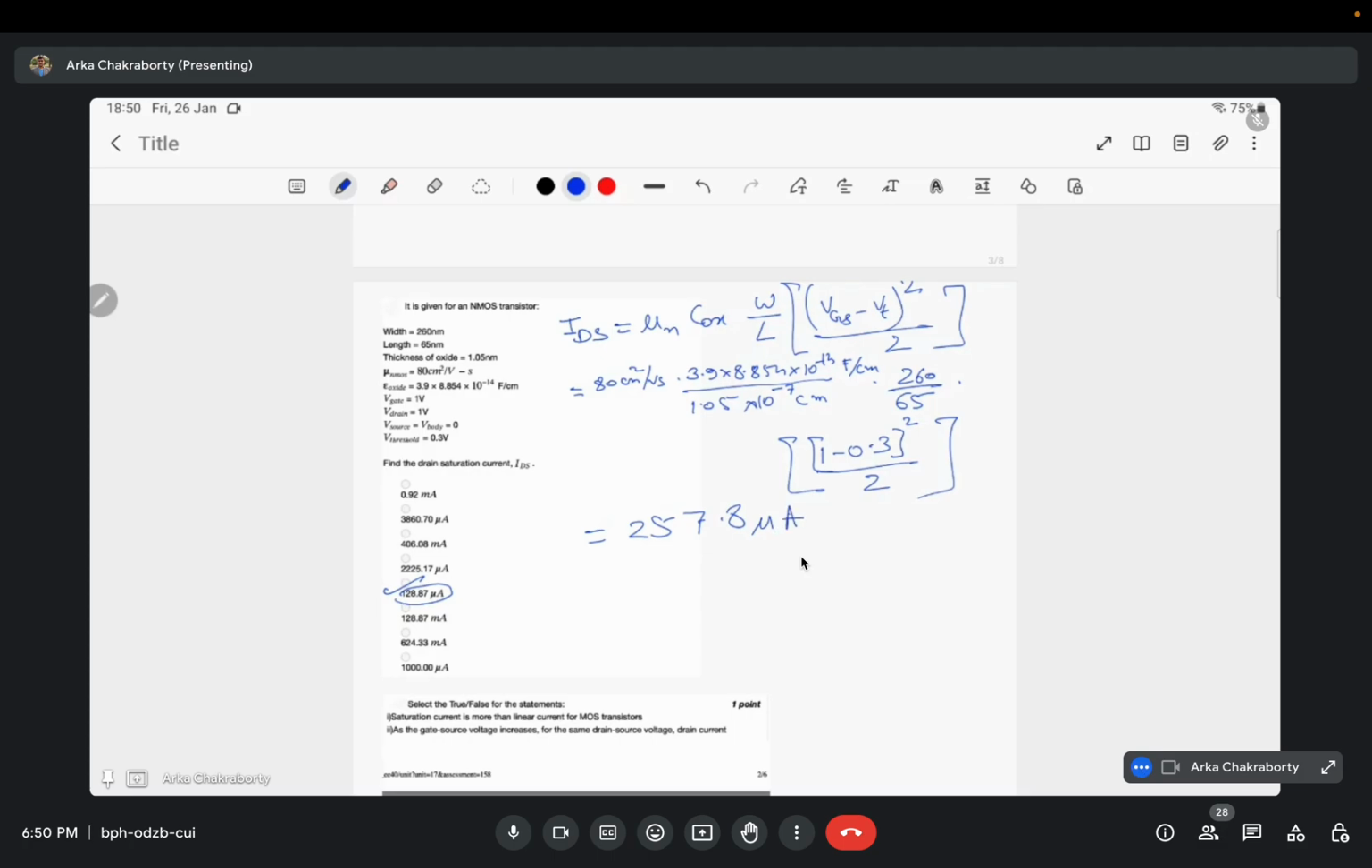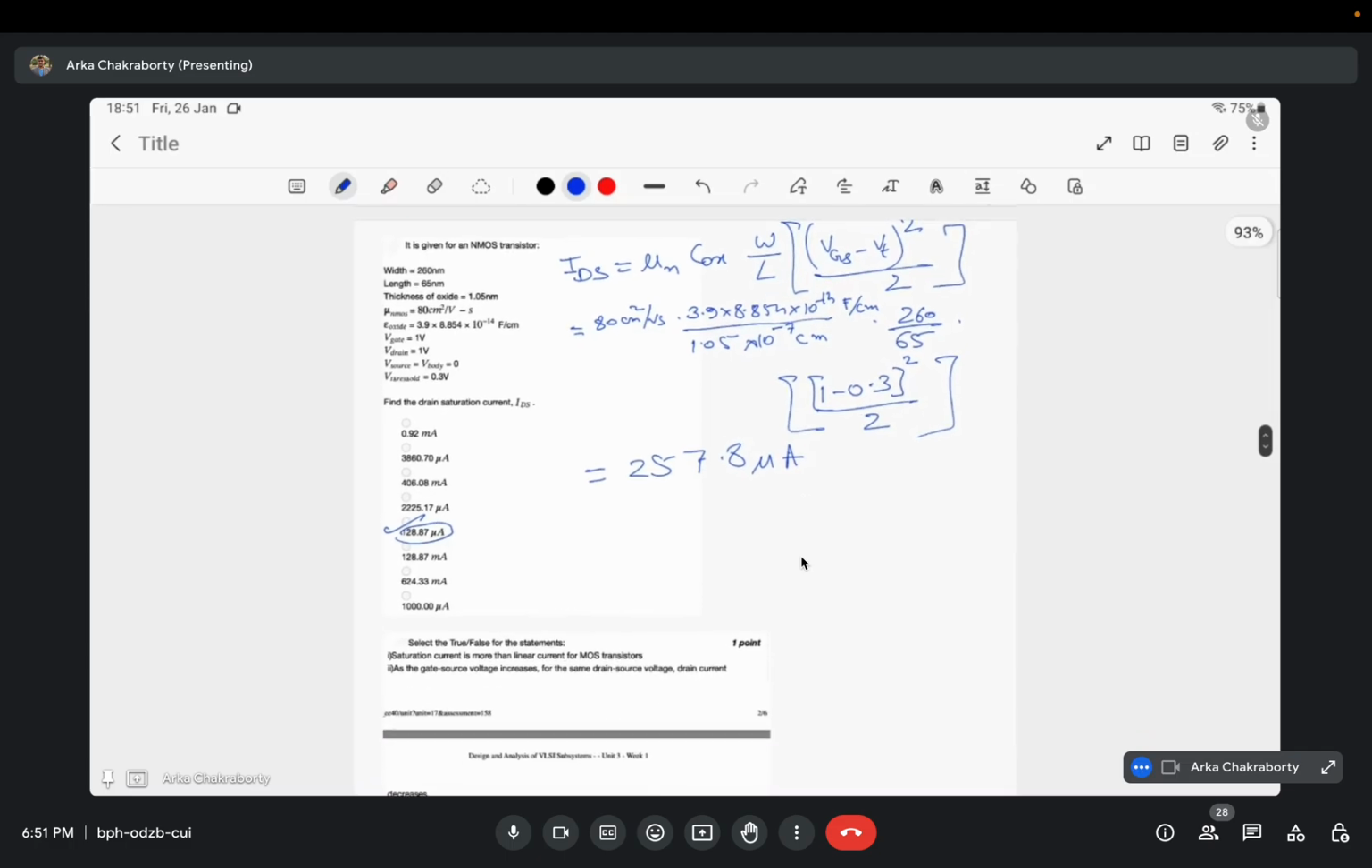So do it, you will get the answer as 257.8 microampere. Now they have got the answer 128.87 microampere, but I am getting the answer as 257.8 microampere. I hope I am correct, but you can cross check it. It might be some mistake on their part. The order is correct, but the answer I am getting is double of what they are getting. Maybe they have taken this 2 inside the square and mistakenly calculated it wrong. It might happen. Human errors are common among us, especially in the device field.